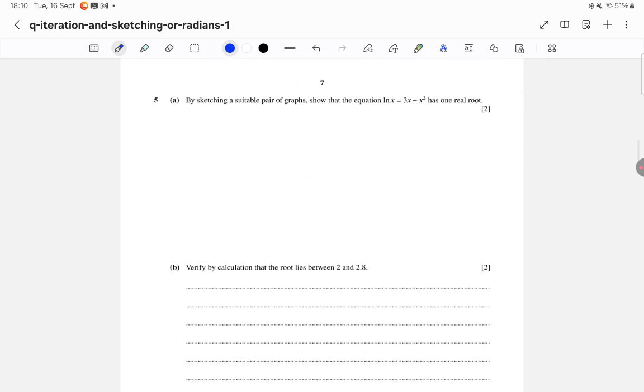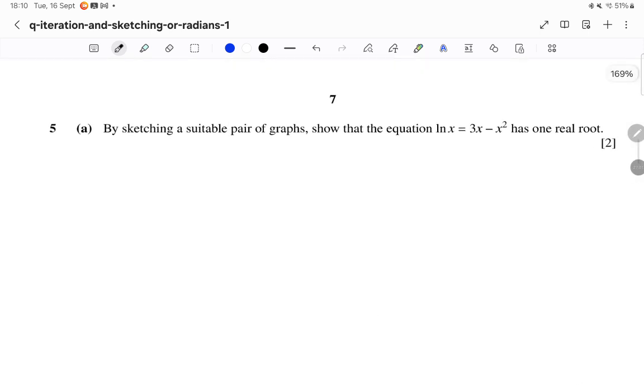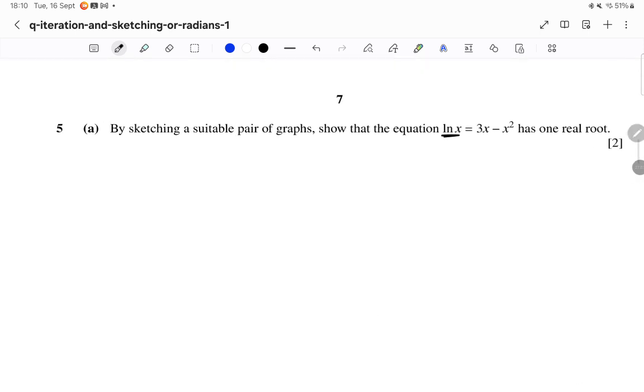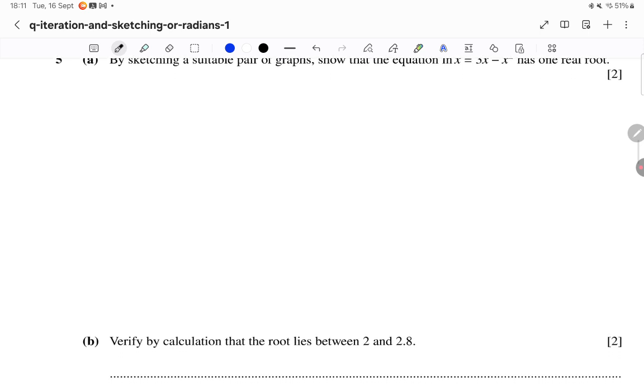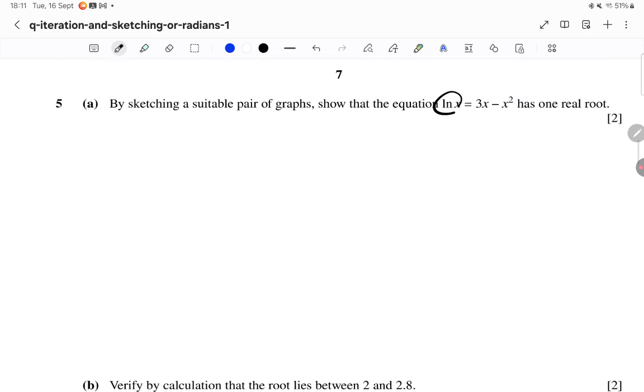So next, let's do another question. Over here, it's given to us: by sketching a suitable pair of graphs again, show that the equation ln x = 3x - x^2 has one real root. Okay, so this is an interesting one. Like I said earlier, you can just separate these two and draw them separately. I'm just going to write it in the quadratic way.